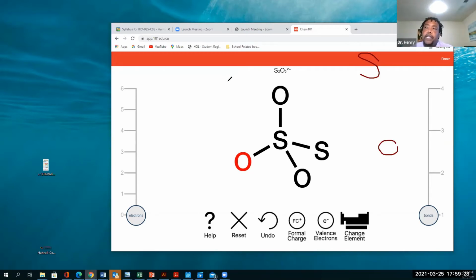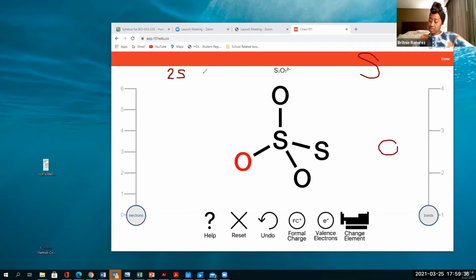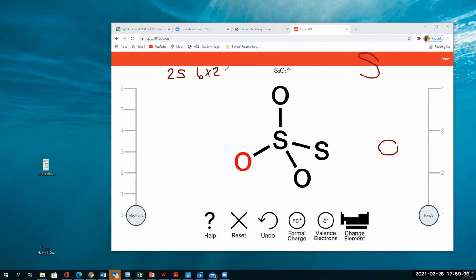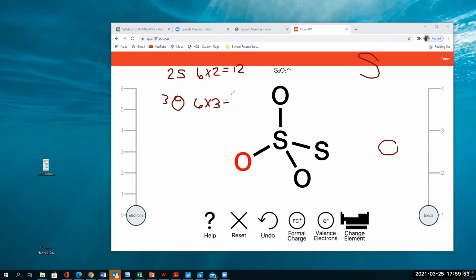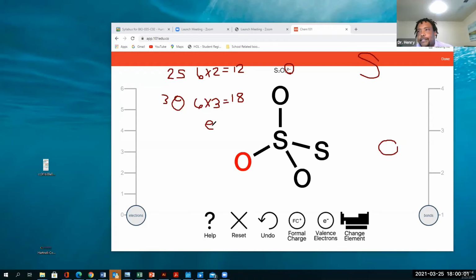Now we need to figure out how many electrons we have to work with. Sulfur has how many valence electrons? 6. So we have 6 times 2, 12. And then oxygen has how many valence electrons? 6. 6 times 3, 18. So we'll have 30, plus 2 for the charge, so 32 valence electrons. So we have 32 to work with.